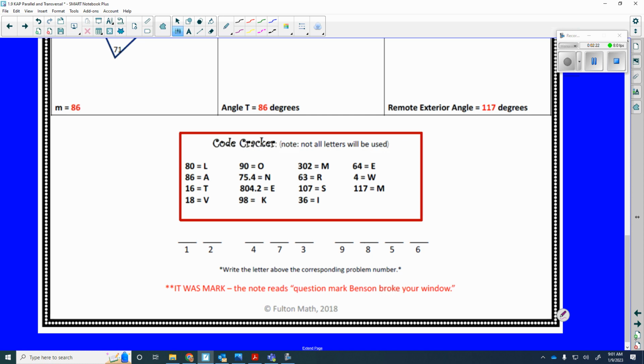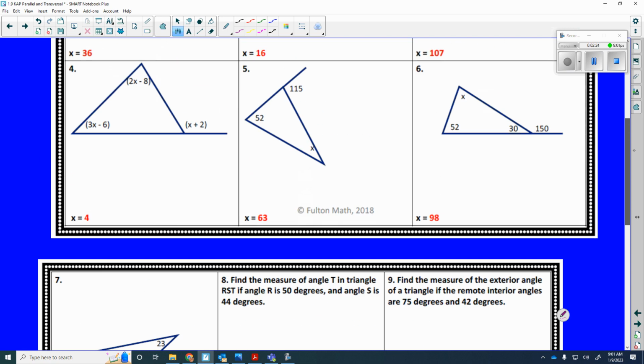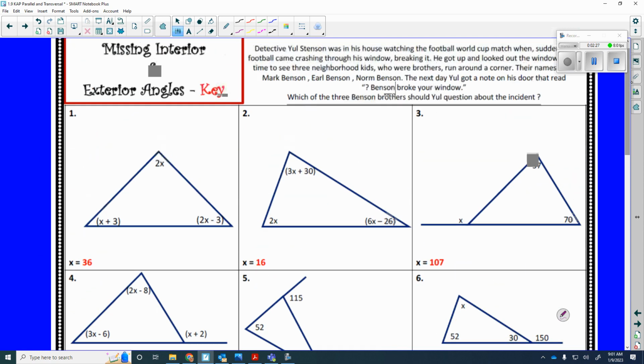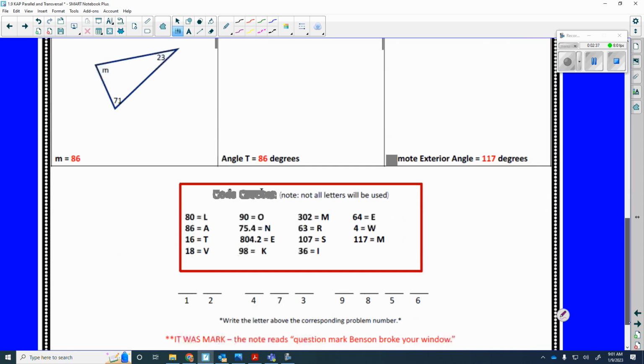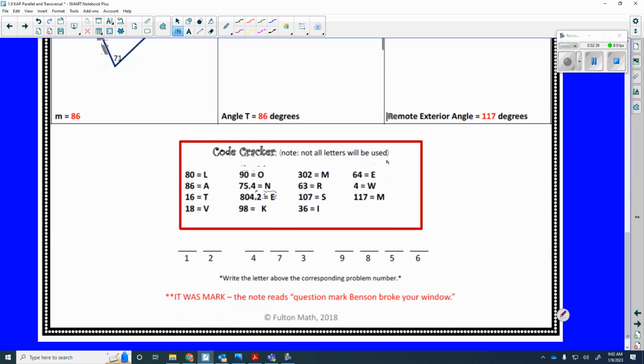Question mark Benson broke your window. I don't get it. The next day, he got a note on his door that read, question mark Benson broke your window. Which 3 Benson brothers should be questioned? And it was Mark, right? Yeah. Oh, get it? Question mark. That's an awful one. That's really awful. Anyway, I know. That's terrible fun. Guys, no questions? We're going to move on.